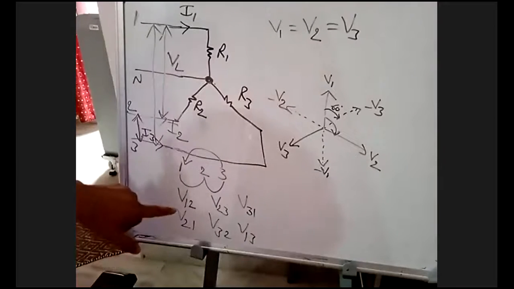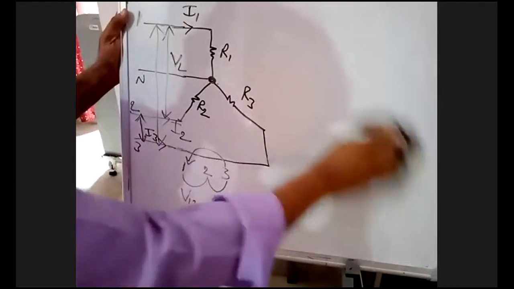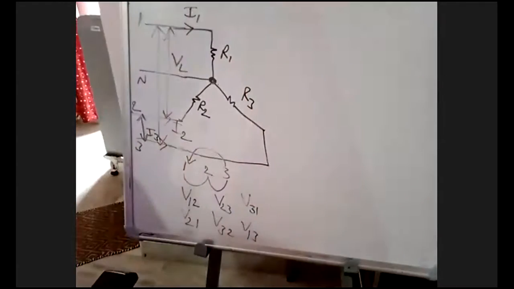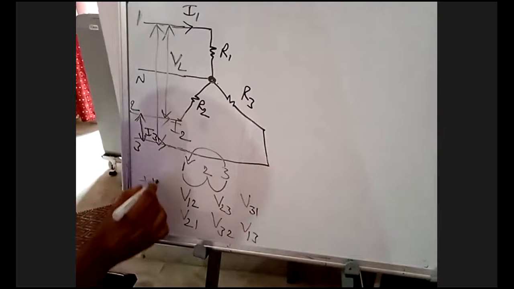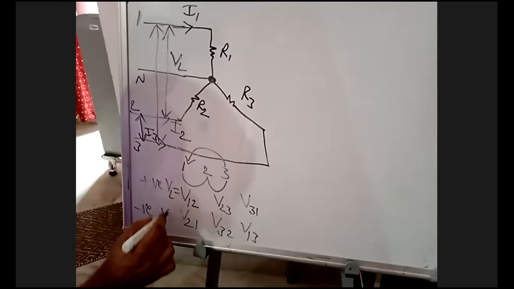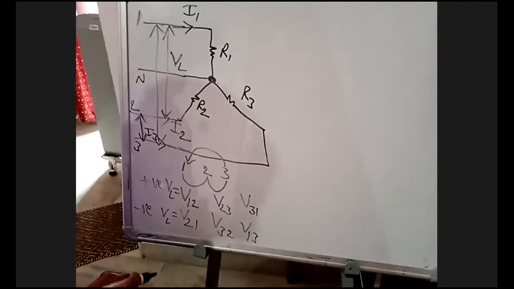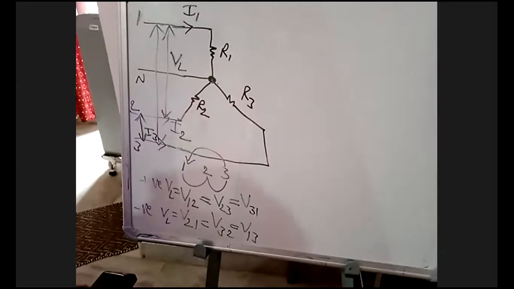Now see here, I will draw the phasor diagram for these line voltages. First you write these things. These are positive line voltages, positive VL. These are negative line voltages. Let us take the magnitude as the same, but the angle will be different. 3 positive line voltages, 3 negative line voltages.